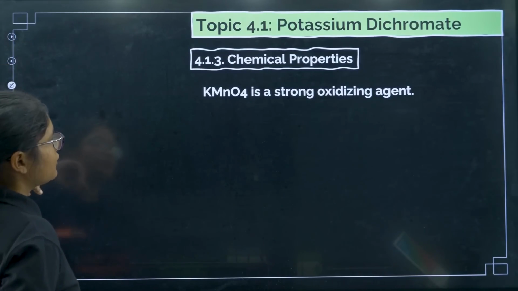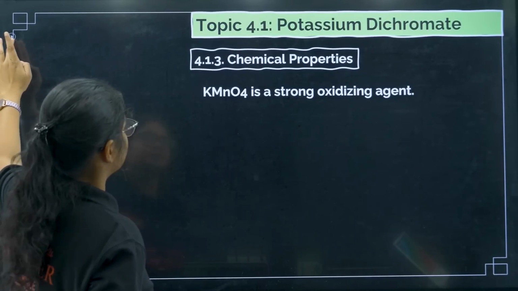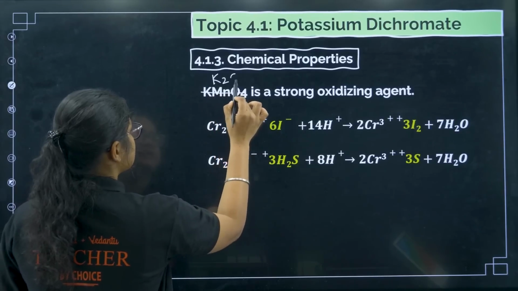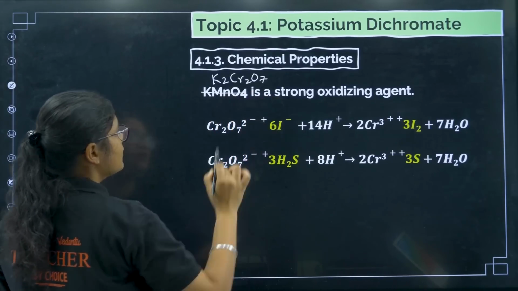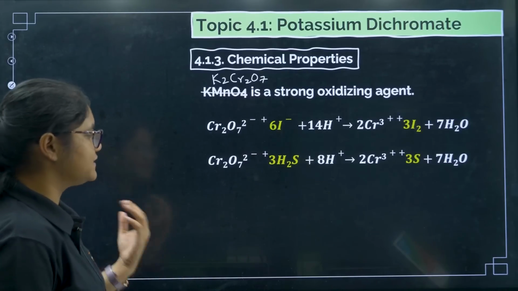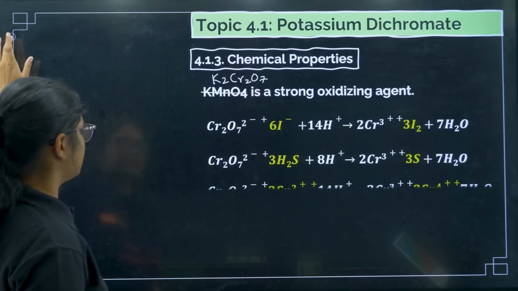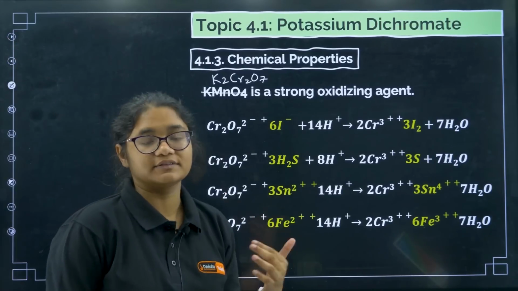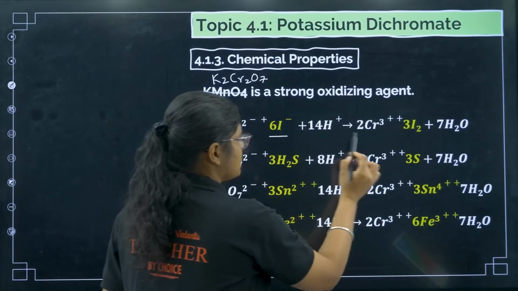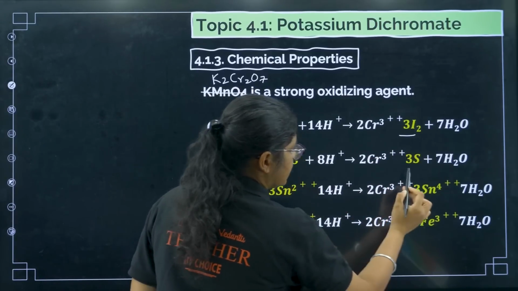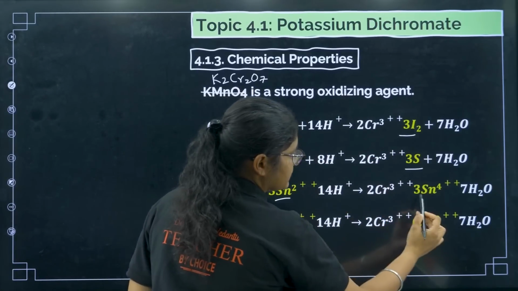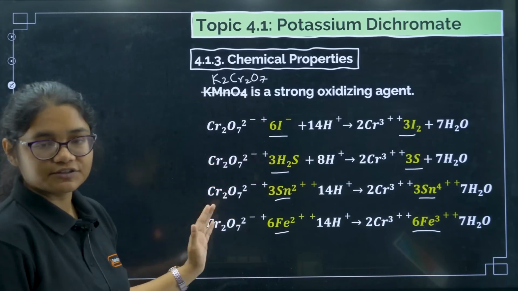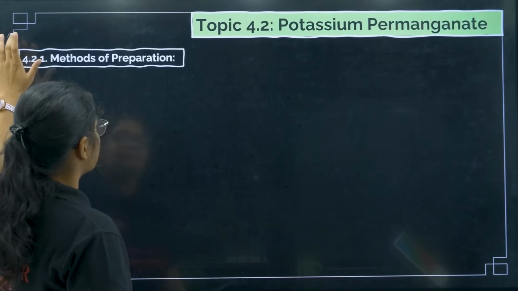Now KMnO4, just a minute. Sorry, this is a small mistake. This is K2Cr2O7. It is a very good oxidizing agent. It can oxidize any species. You can see here we have so many reactions. You just have to remember what is getting oxidized to what. I- gets oxidized to I2, H2S gets oxidized to S, Sn2+ to Sn4+, Fe2+ to Fe3+. These are the conversions that you should be remembering.